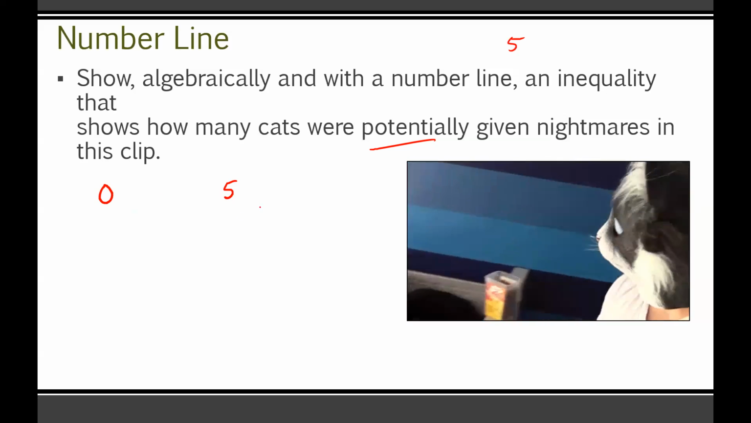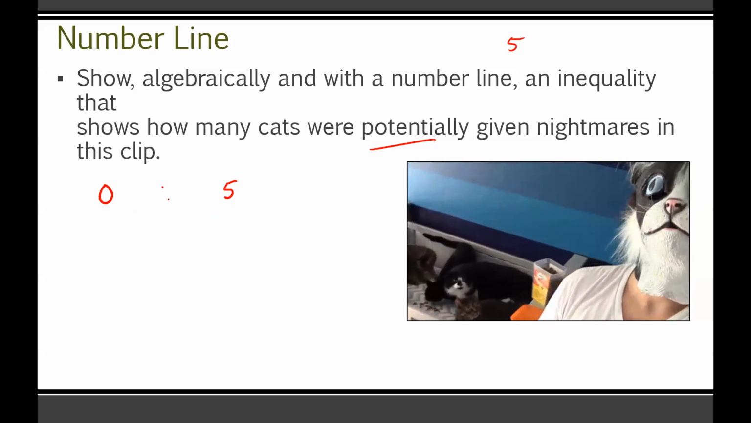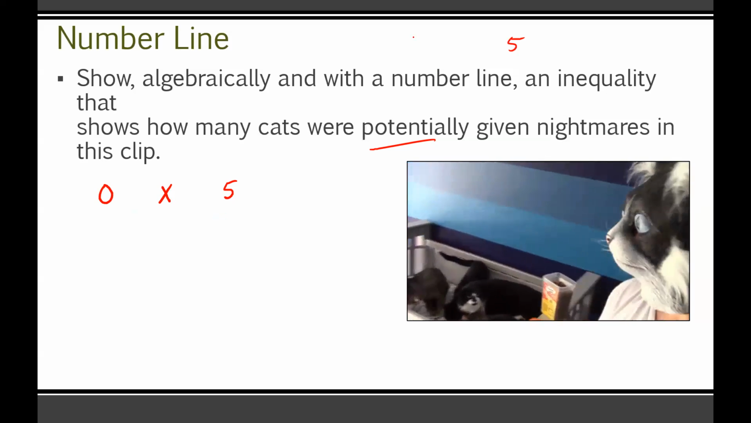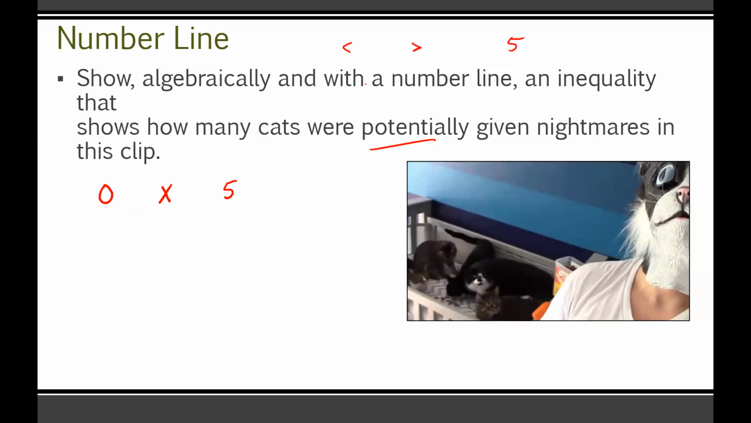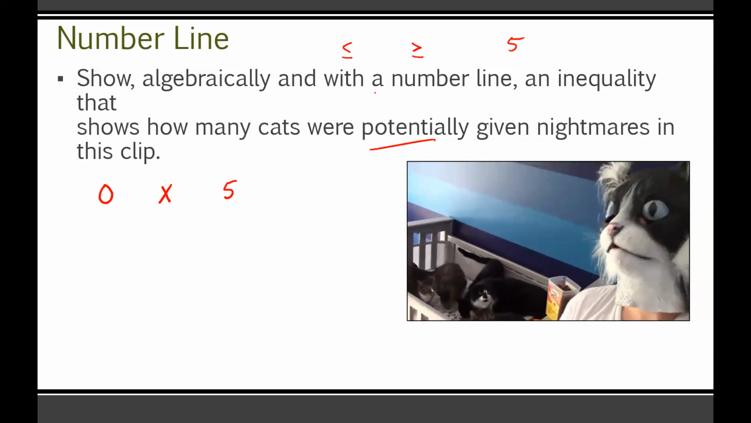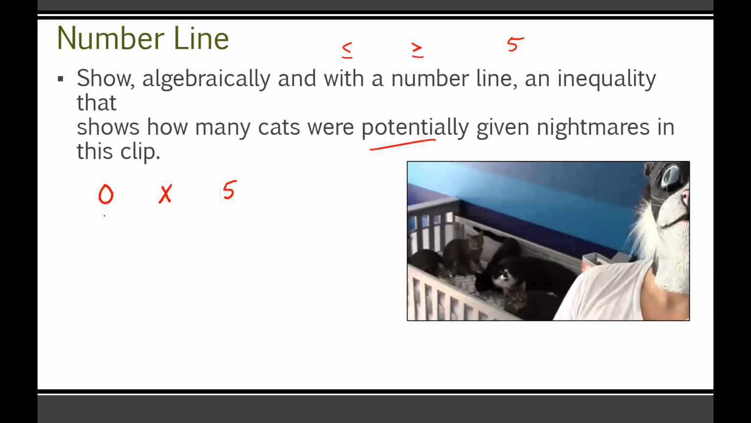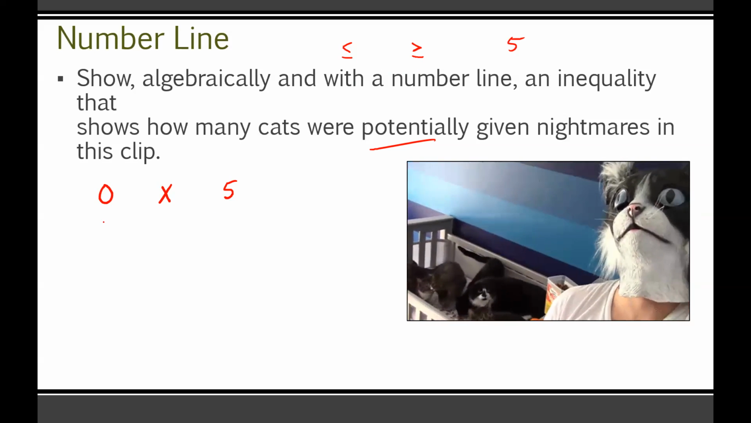Now, if we say that x represents the number of cats given nightmares in this clip, we'll put it right in the center. But then we have to be really careful which way we draw our inequality signs. Remember, we have less than, greater than, and also less than or equal to, or greater than or equal to. This is where you have to think a little bit logically. 0 is going to be our lower bound here, our lowest possible number of cats.